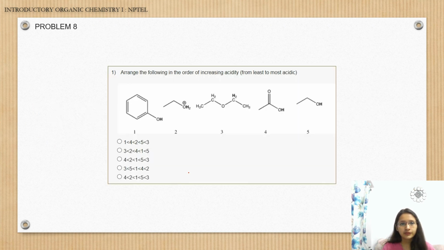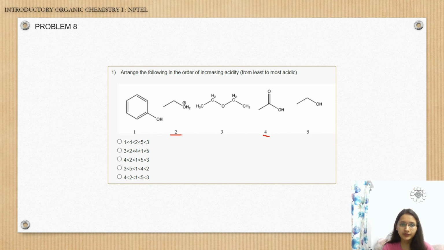So now in problem number 8, arrange the following in the order of increasing acidity. So they are asking to arrange the following in order of increasing acidity. So you have to arrange it from the least acidic to the most acidic. So now can anyone tell me which of the species among these five is the highest acidity species? Okay. So guys, what happens here? The species 4 and 2.